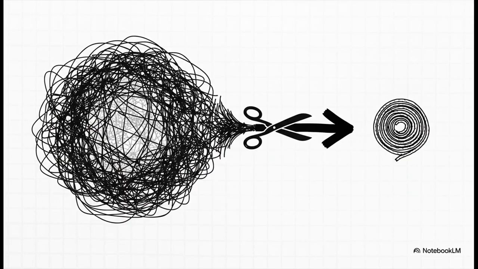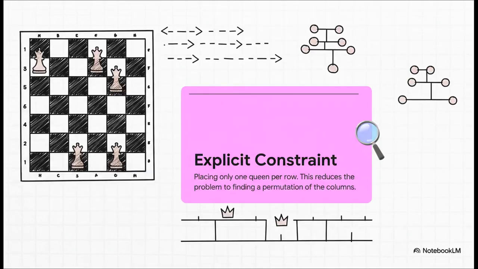There's got to be a smarter way. And of course there is. By applying just one simple logical rule, what we call an explicit constraint, we can slash this problem down to a much more manageable size, like instantly. Here it is. This is the big aha moment.